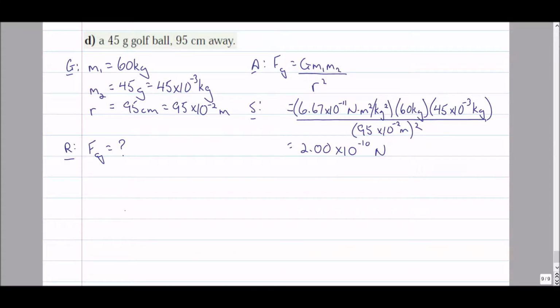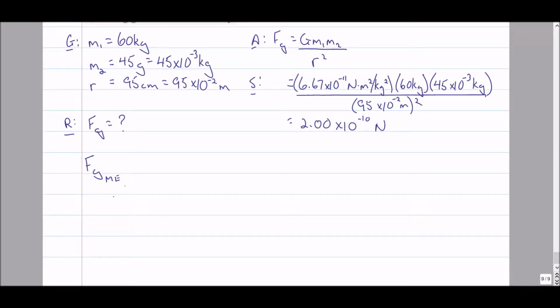There are times when that very weak force is considerable, and one way that we can look at that is if we look at the force of gravity between the moon and the Earth. So we'll have to look up a couple of facts here. The mass of the moon is going to be 7.35 times 10 to the power of 22 kilograms. So now we're talking about two very massive objects.